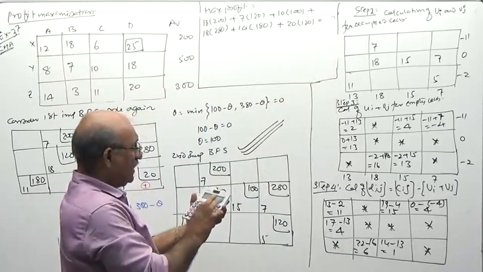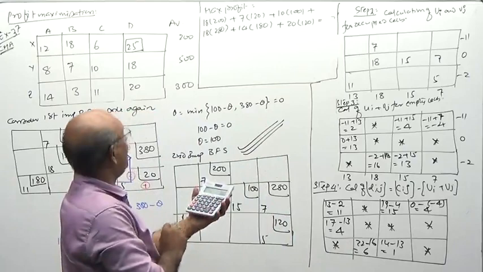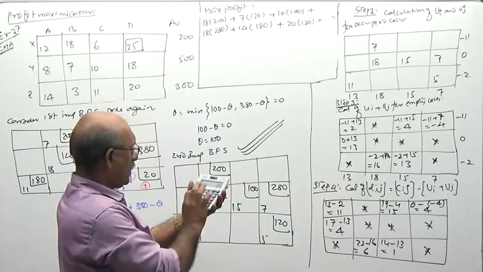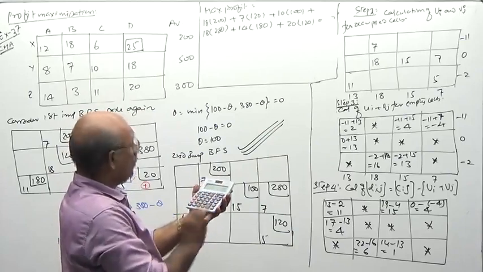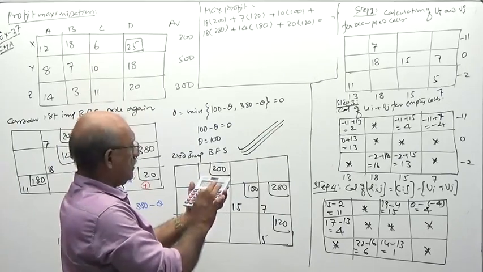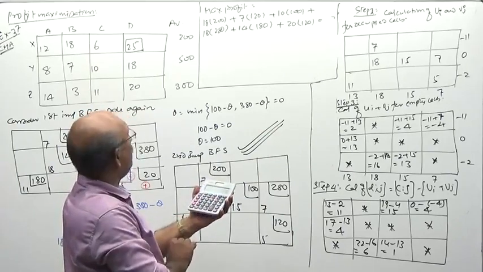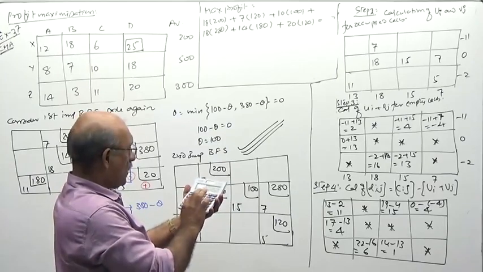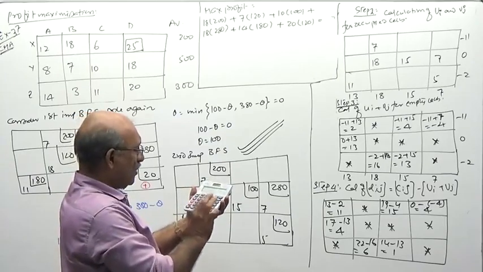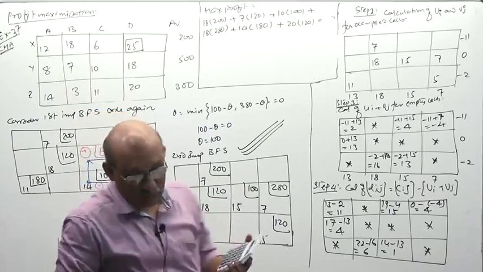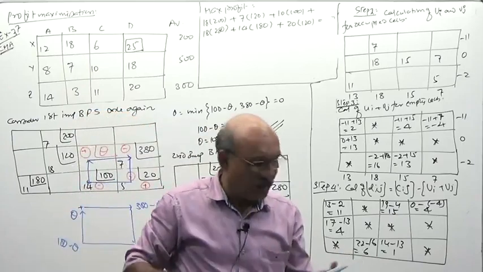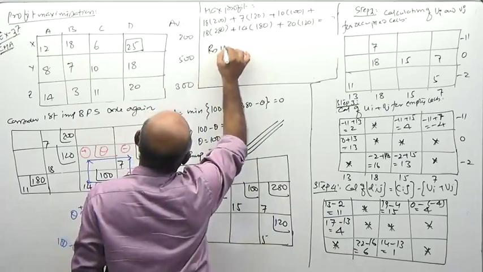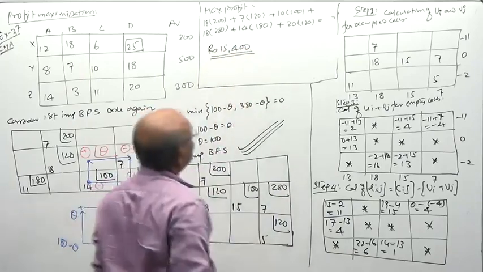This is 18 into 200 is equal to memory, plus 7 into 120 is equal to memory, plus 10 into 100 is equal to memory, plus 18 into 280 is equal to memory, plus 14 into 180 is equal to memory, plus 20 into 120 is equal to memory, plus MRC. So what is the maximum profit, sir? 15,400 rupees. Okay, sir.